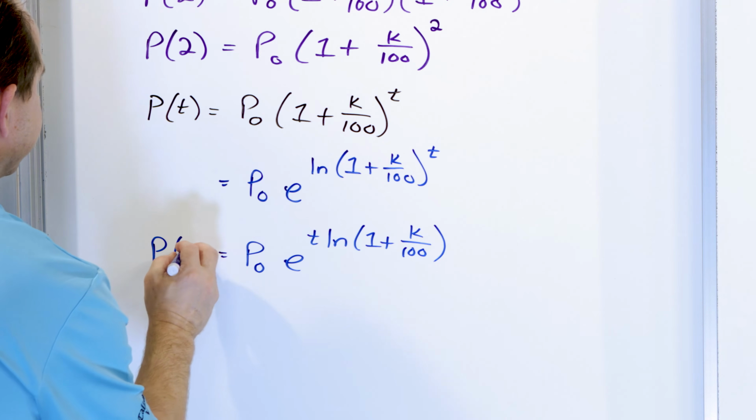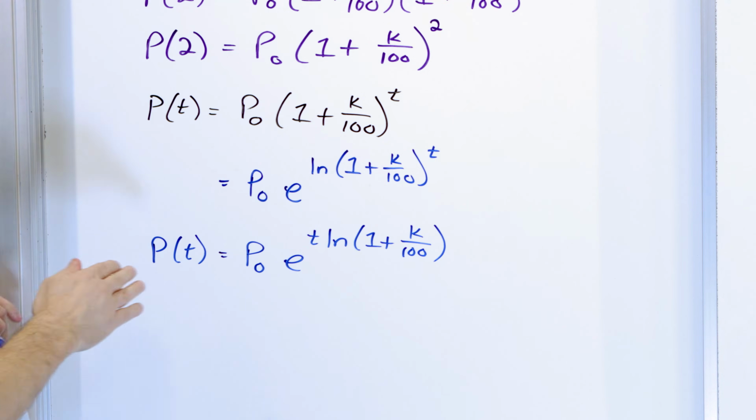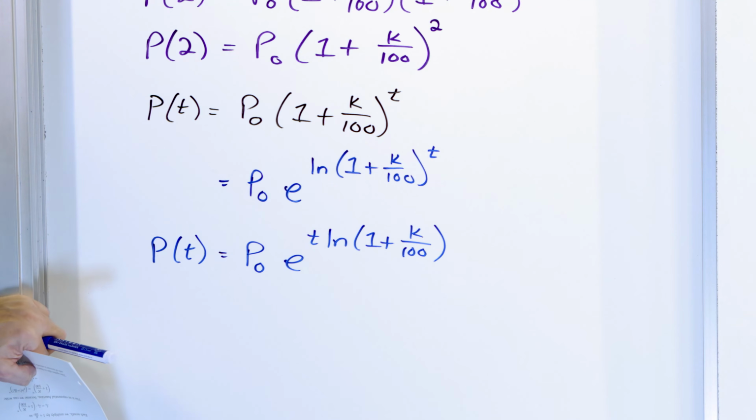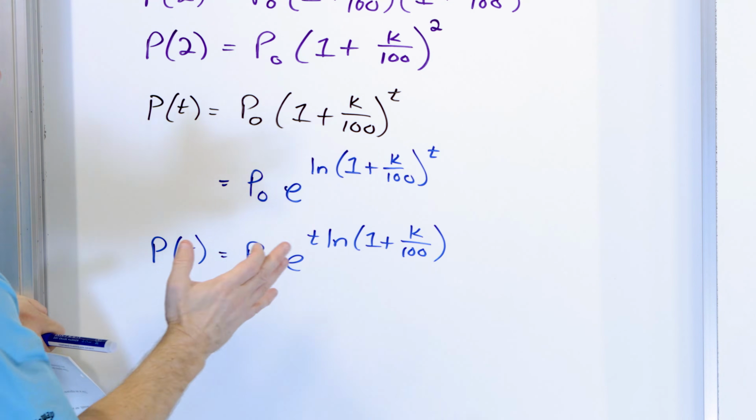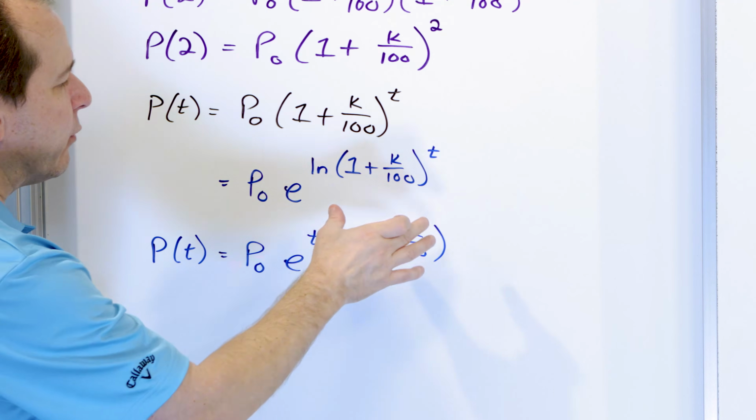Now, even though you may or may not love the way this thing looks, this is an exponential function, p of t. So if I give you this and I say, is this an exponential function? 99 out of 100 people would say yes. Why? Well, because you have an e to the power of some stuff.